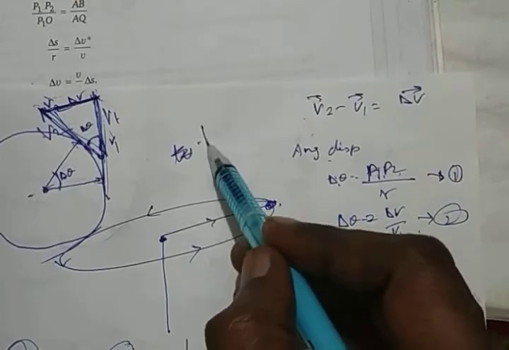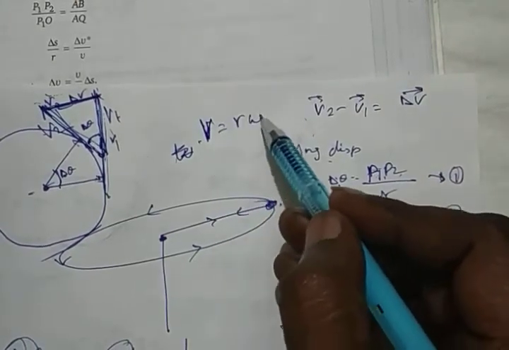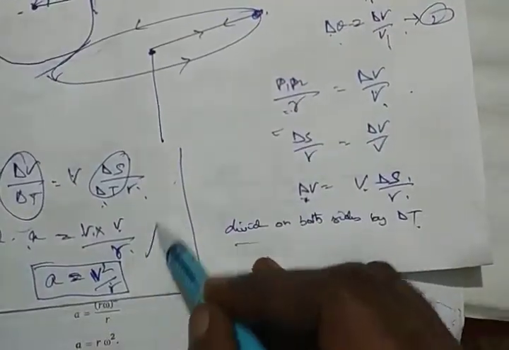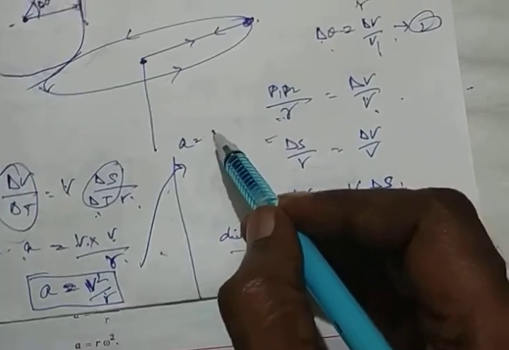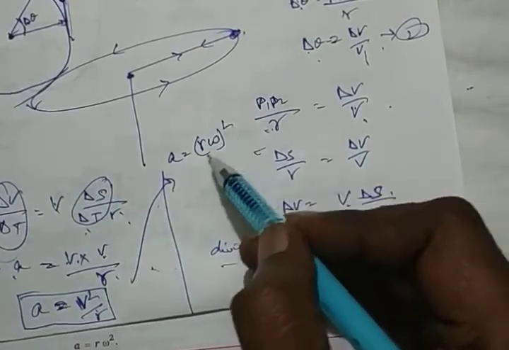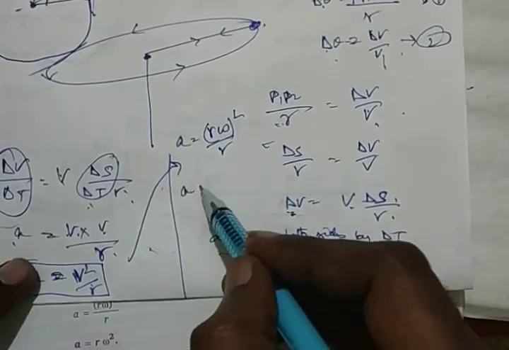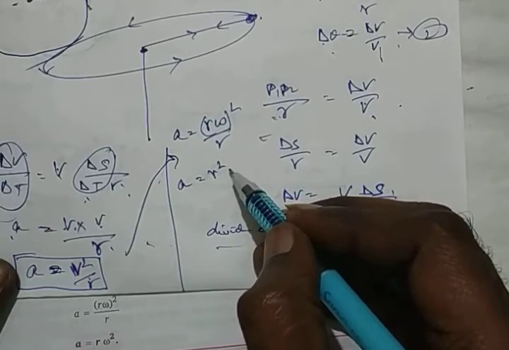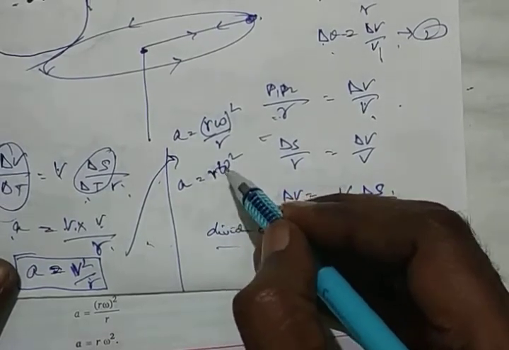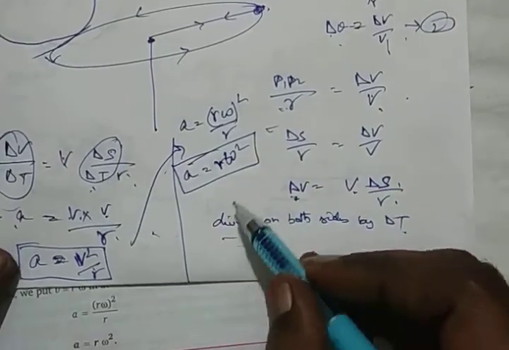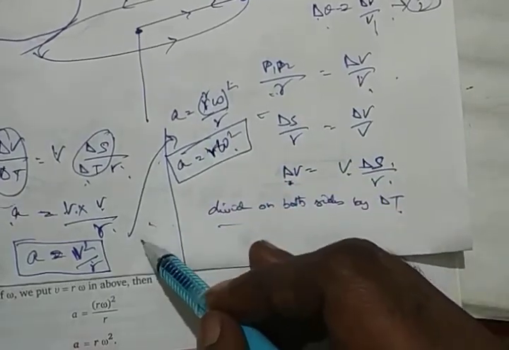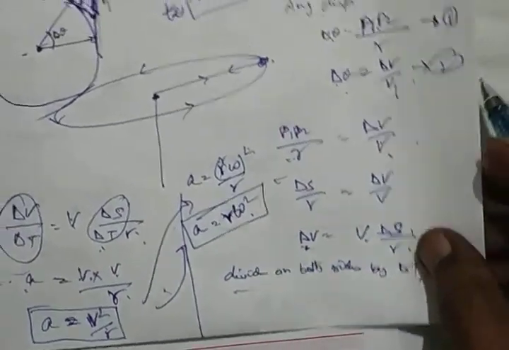We already know omega. What is omega? We already saw v is equal to r omega. Since v is equal to r omega, put this in: acceleration is going to be equal to r omega the whole square upon r, which is r square omega square upon r. It is another formula of this. R and r get cancelled, one r remains, so r omega square. So centripetal acceleration is also r omega square.